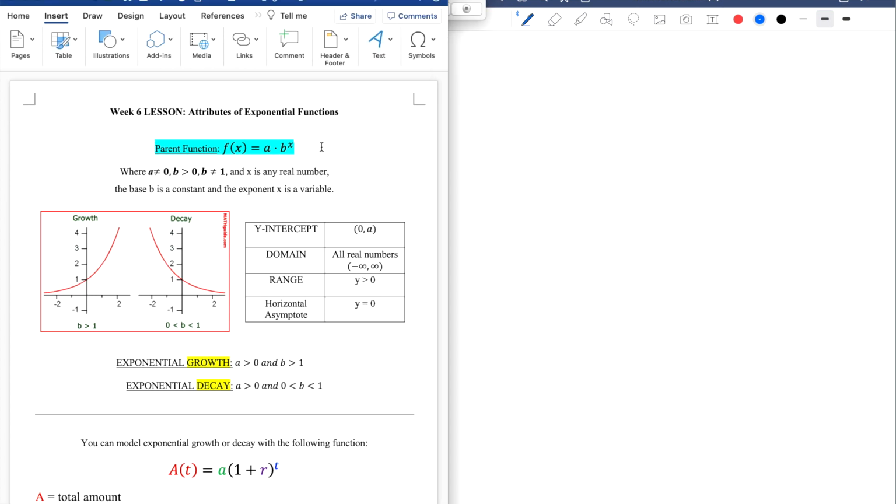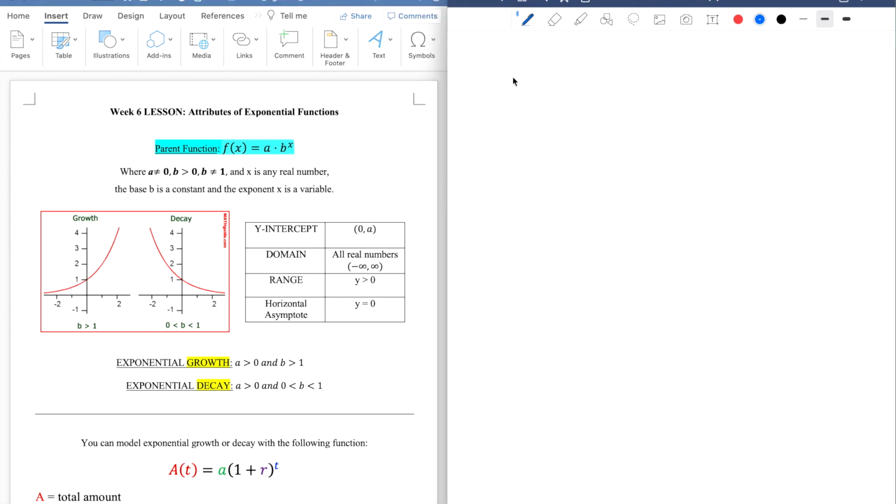Okay, week 6 lesson, attributes of exponential function. So this is going to be very important for you to know. The parent function of exponential function is f of x equals a times b to the power of x. We all know that another name for f of x is y. So I'm going to write it down here as just y equals a times b to the power of x.